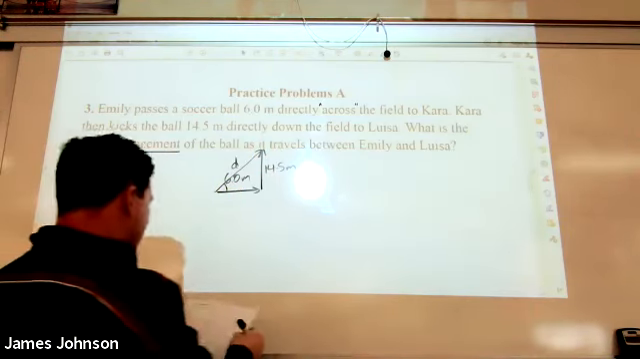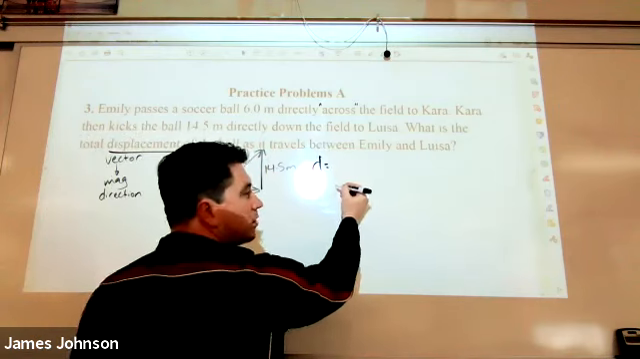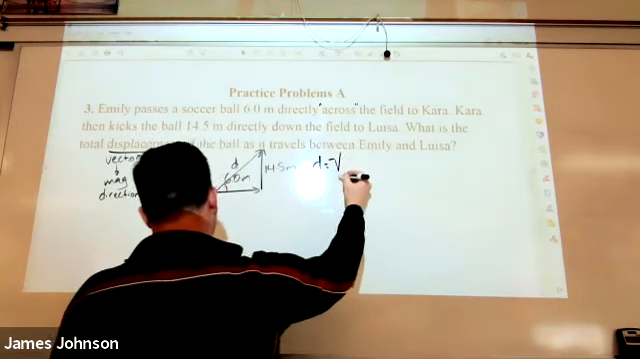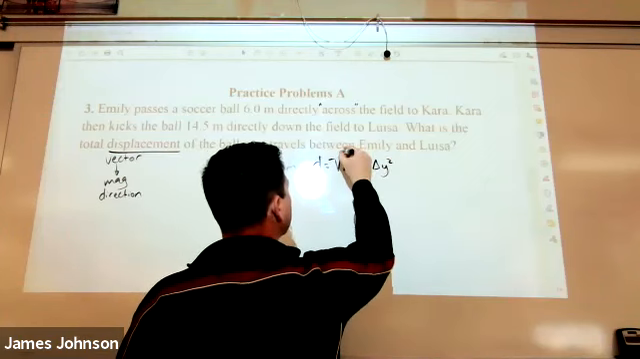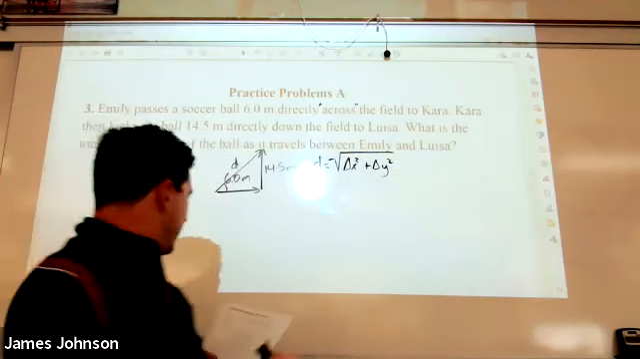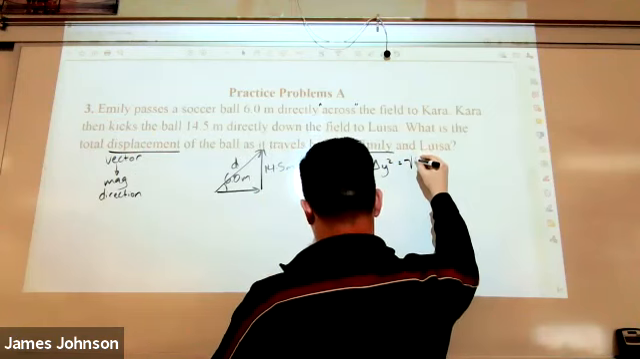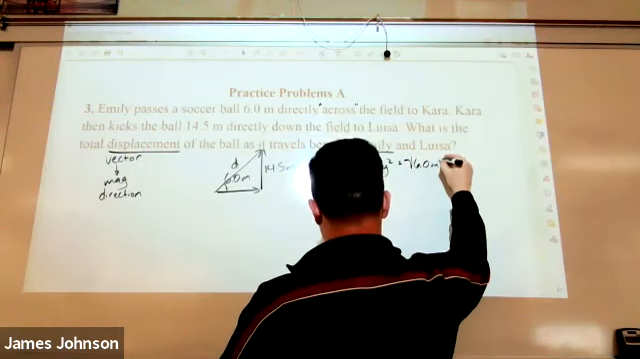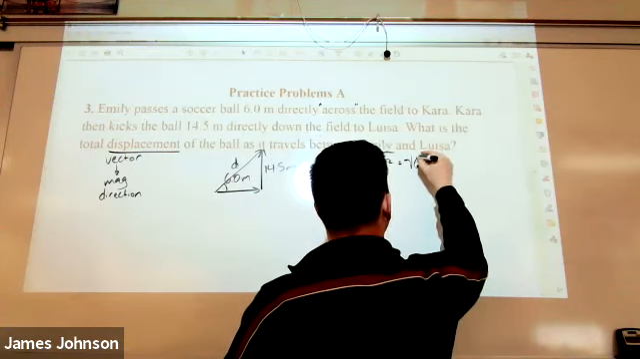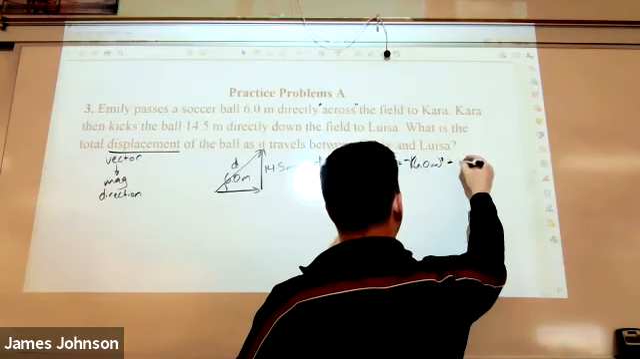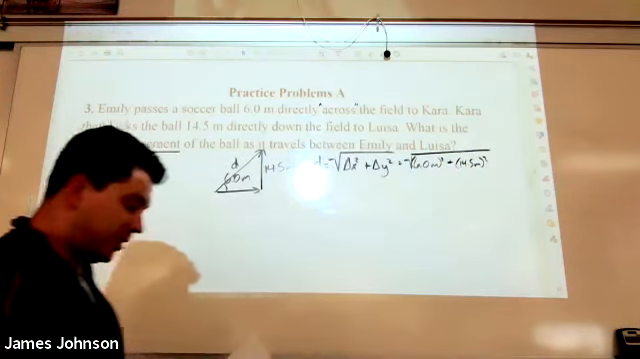So first we're going to use the Pythagorean theorem. Again, the Pythagorean theorem says that the magnitude of the resultant is equal to the square root of delta x squared plus delta y squared. If I plug in my values, I'll end up with 6.0 meters squared, and then 14.5 meters, again squared. That is all square rooted.